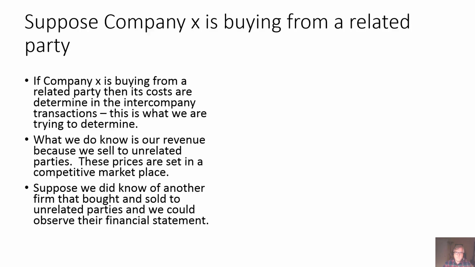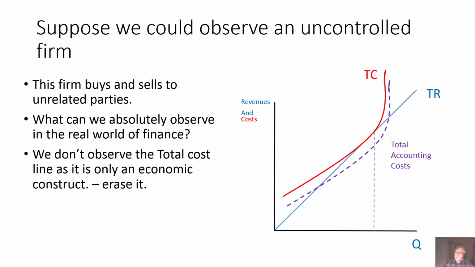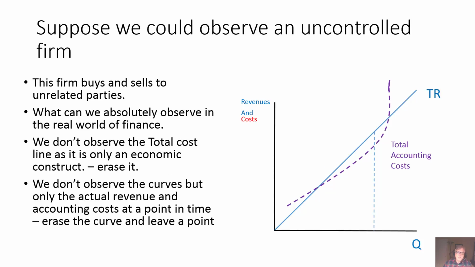And suppose we could find another firm that bought and sold to unrelated parties, and we can take a look at their financials and their financial statement. So again, we're going to look on this other side. We're going to say, well, suppose this is the same structure for an unrelated party. But what do we actually observe? Well, we don't observe the total cost curve. Again, that's the economic abstract, so we're going to erase that off.